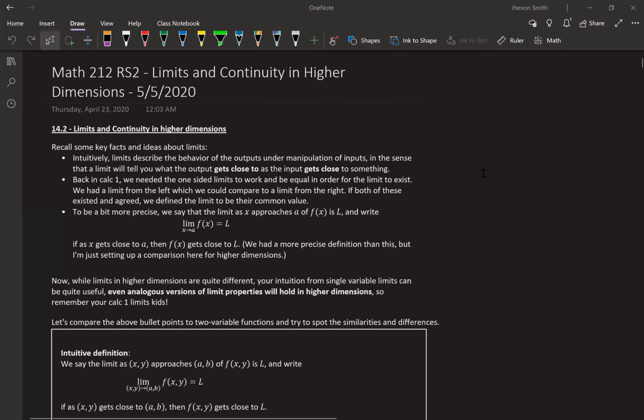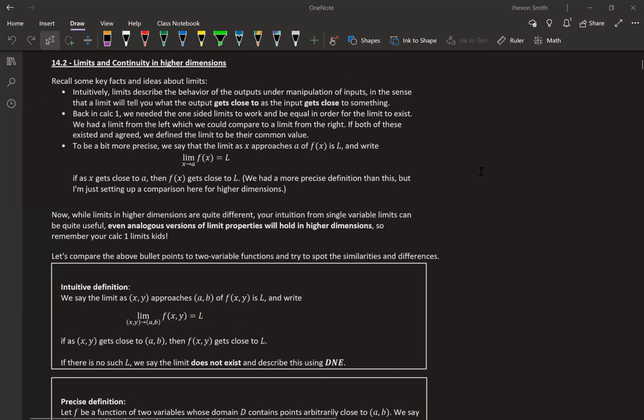Moving on to 3D, it's very similar. So intuitively, we have this huge limit here. So you'll see that the notation got a lot more beefy. Here we're tracking two variables, x comma y, as it approaches a comma b, of a two variable function, f of x, y equals L. Well, what does that mean? Well, it means as the coordinate x, y approaches a, b, then the output f of x, y is going to approach the value L. Now remember, f of x, y is going to be the output in the z axis.